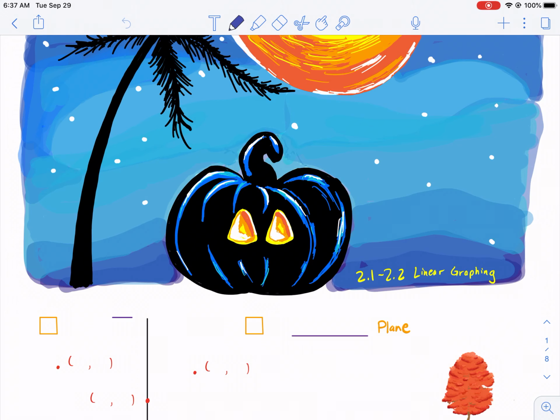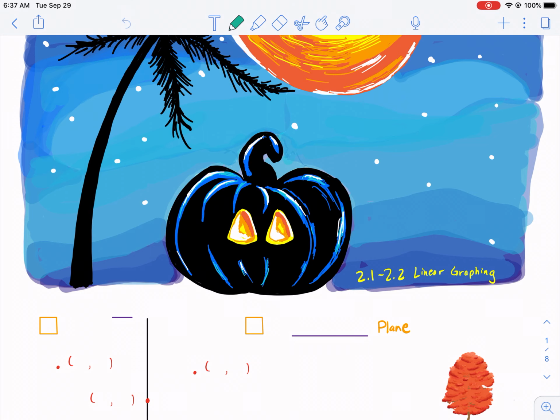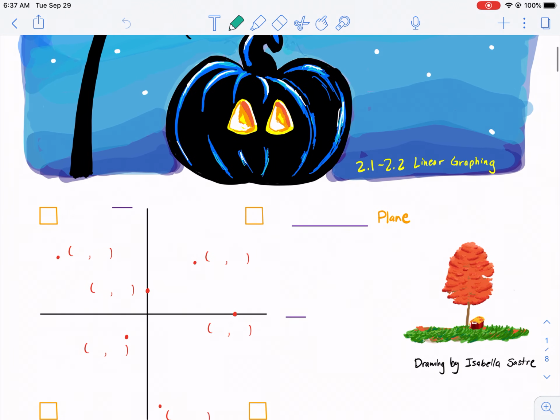Today we've got 2.1 to 2.2 linear graphing notes. We're not going to get through the whole thing. It's going to be split into multiple parts. But this is going to teach you the basics of the coordinate plane and how to graph. This video is going to assume that you have no incoming knowledge of this, so we're going to start from scratch and build up from there. Let's go ahead and get started.